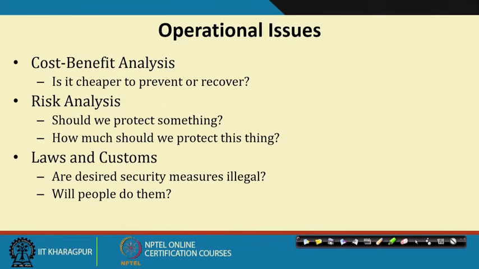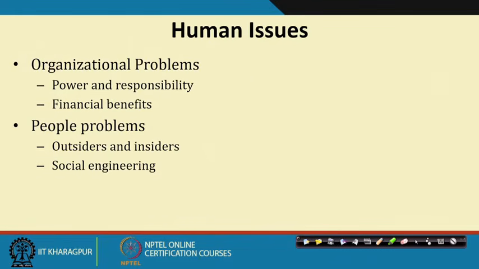So, whether to protect everything or have different levels of security for different things. I should have very strong security for those things which matter, and maybe some other sort of security for the rest. And above all, we should have law, customs and standardization guidelines to go into this. Are the desired security measures illegal? Will people do something with them? Those are legality issues. And of course, there are human issues, organizational problems, people-related issues.